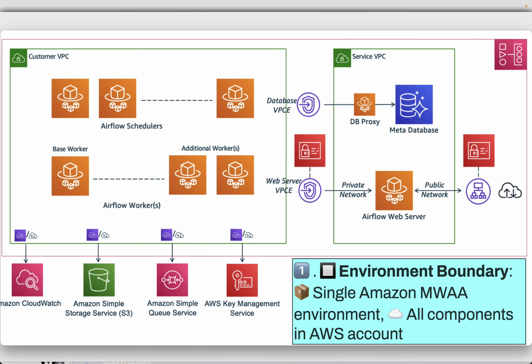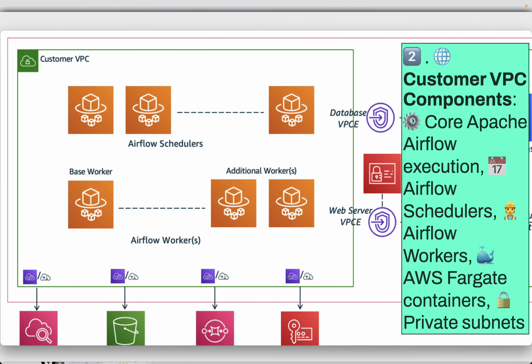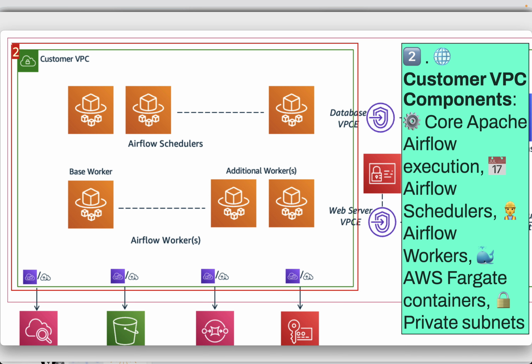So first we have the environment boundary, and this is this part. All components within the outer box constitute a single Amazon Managed Workflow for Apache Airflow environment in your AWS account. Then we have the second part, which is the customer VPC. The customer VPC contains the core Apache Airflow execution components, including Airflow schedulers, that includes base and additional instances, and Airflow workers, that also have base and additional workers, all running as AWS Fargate containers in private subnets.